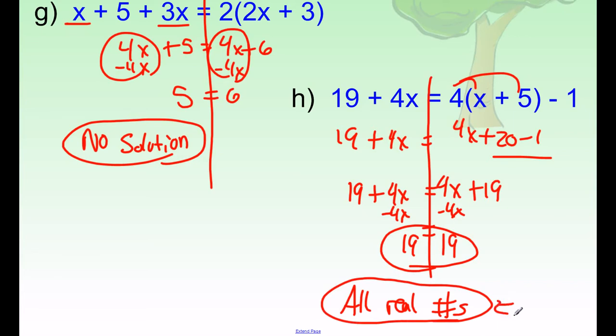This is the solution. All real numbers. No matter what you plug in for x, both sides will always be true. You will always get the same thing. So every number is an answer.